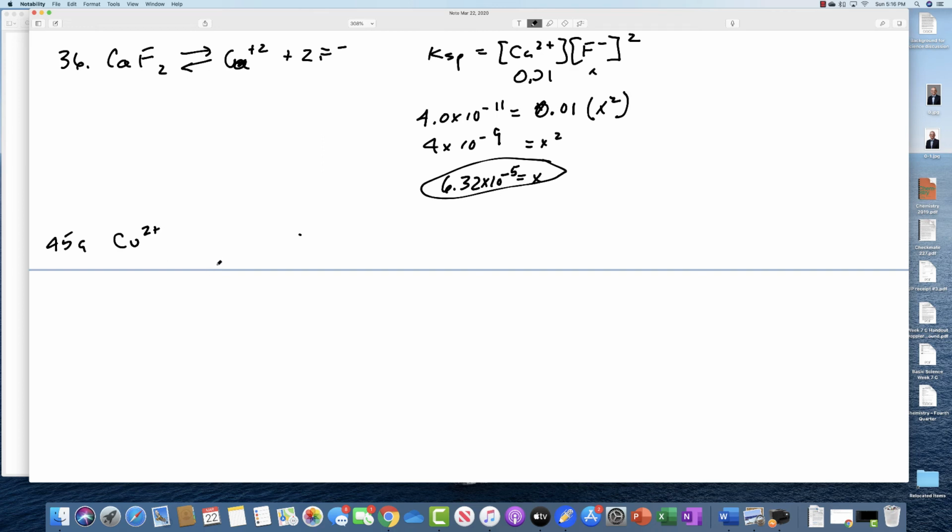So copper carbonate is 2.5 times 10 to the minus 10. That's copper carbonate. And copper sulfate is 8.5 times 10 to the minus 45. So that one's pretty bad. And copper hydroxide is kind of in between, so let's not write that one down. And the rest of these are mono.